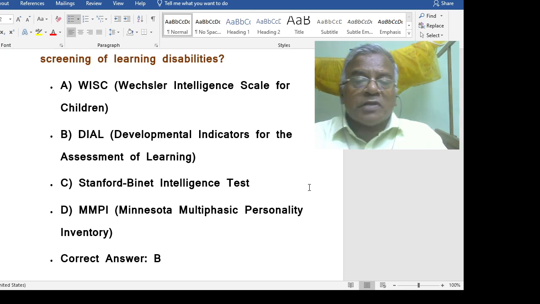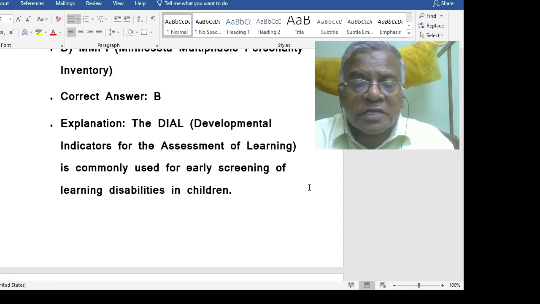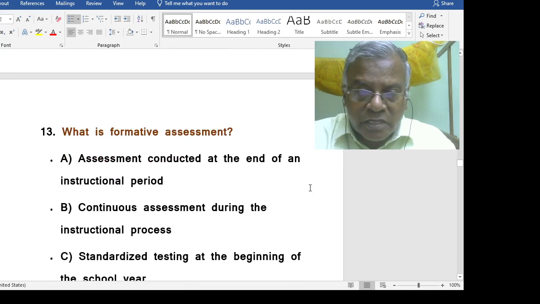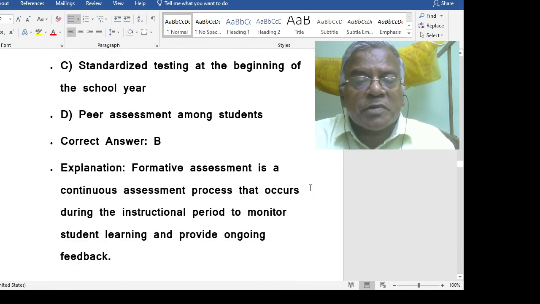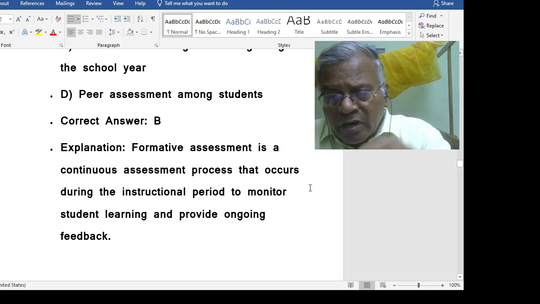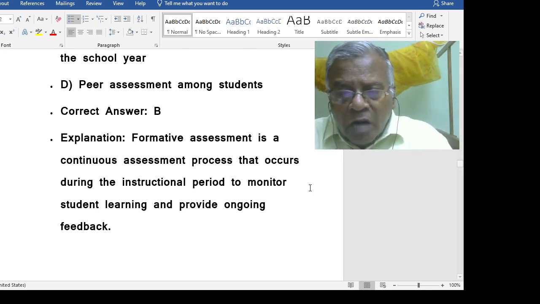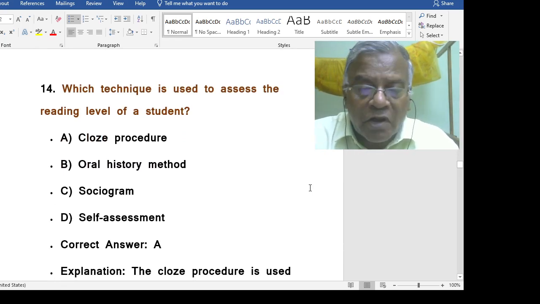Developmental indicators for the assessment of learning. The DIAL, developmental indicators for the assessment of learning, is commonly used for early screening of learning disabilities in children. What is formative assessment? That we know already. Formative assessment is a continuous assessment process that occurs during the instructional period to monitor student learning and provide ongoing feedback.